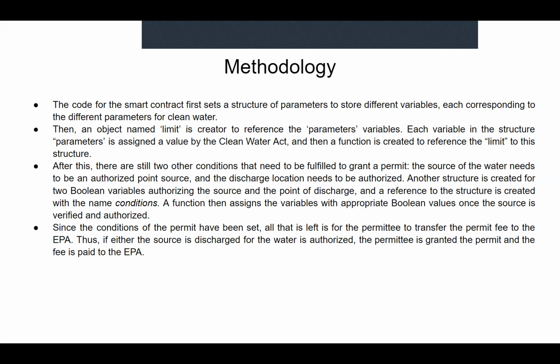Another structure is created for the two Boolean variables to authorize the source and the discharge point, and a reference to the structure is created with the name conditions. And then following this, a function assigns the variables with appropriate true or false Boolean values once the source is verified. Since the conditions of the permit have been set, all that is left is for the permittee to transfer the permit fee to the EPA. Thus, if all conditions are met, the permittee is granted the permit and the fee is paid to the EPA.